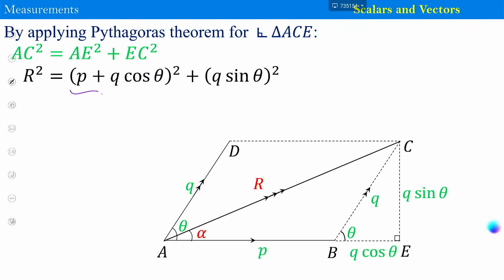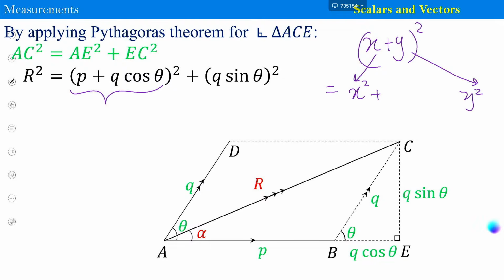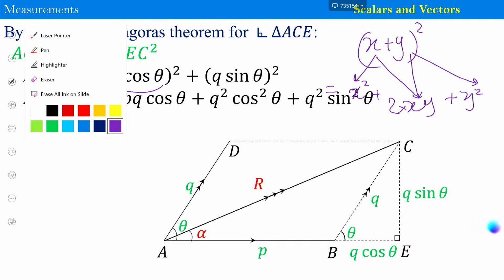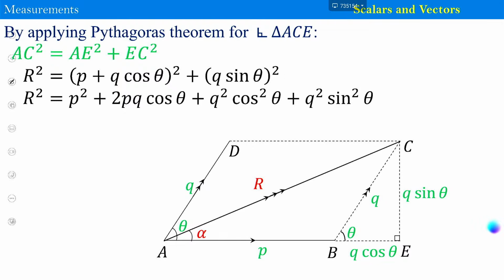Now, how do you expand this one? O-level explanations: x plus y squared equals what? X squared plus y squared plus x into y into 2, right? So that is how you expand it. So P squared, plus Q squared cos squared theta, and multiply these two together and multiply by 2. Done.